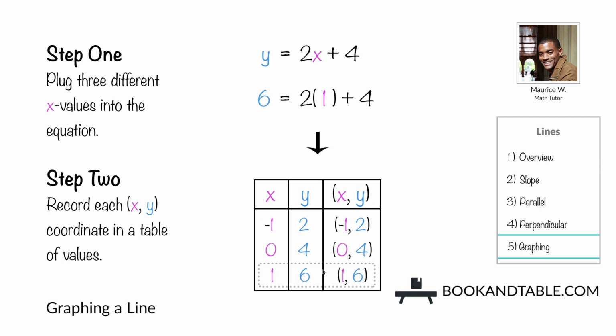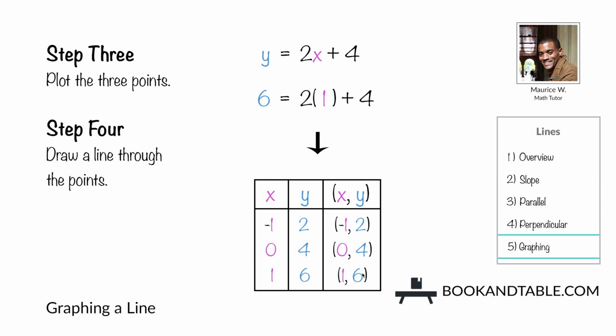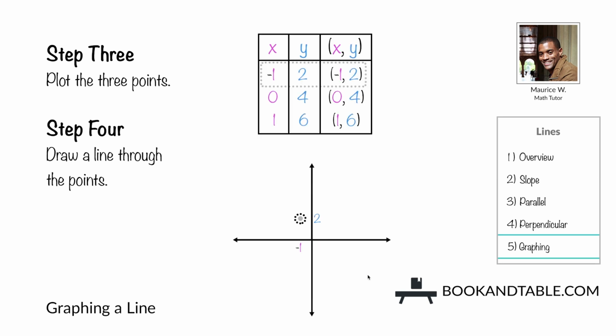Once you have your table of values, we have the 3 points along the line we want. So we can plot these 3 points. That's step 3. And then once we plot them, we draw a line through the points, and that will be the sketch of the line. So our first point is -1, 2. So you go to -1 along the x-axis, you go up to +2 on the y-axis, and you plot that point. 0, 4, plot that point, and then 1, 6. Now we have our 3 points, so we want to draw a line straight through. And that would give us the sketch of y is equal to 2x plus 4.